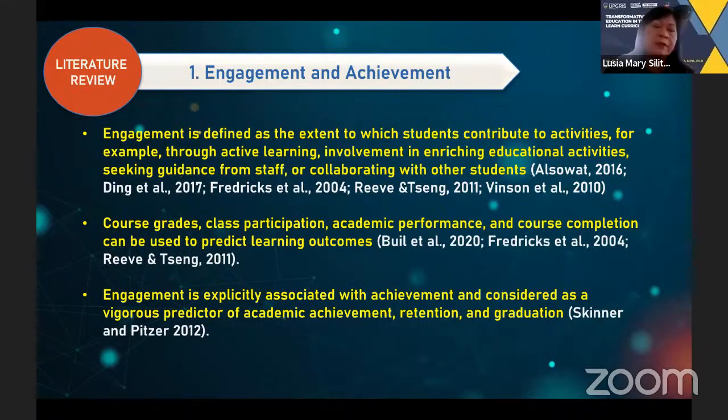Engagement and achievement are two variables that are always connected. Students can perform well when they engage in the classroom. If the engagement of the students improves, automatically the achievement improves. Engagement is defined as the extent to which students contribute to the activities. If the students are engaged, usually they contribute something. Why do you think students ask questions in the classroom? Because they are engaged with the material.